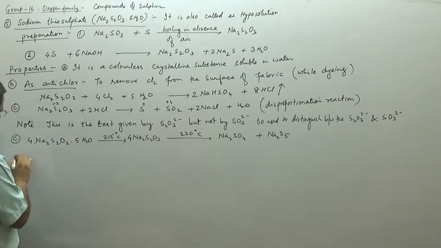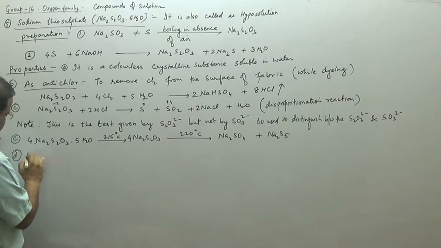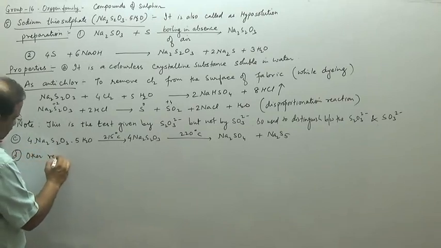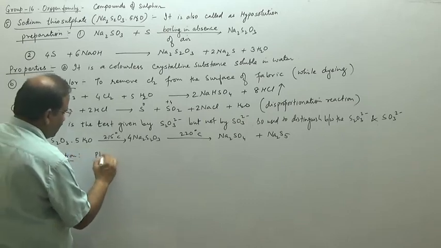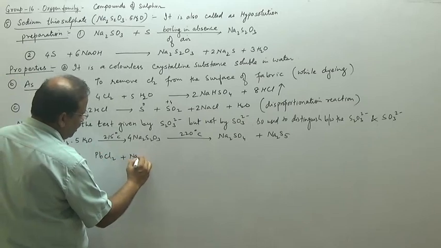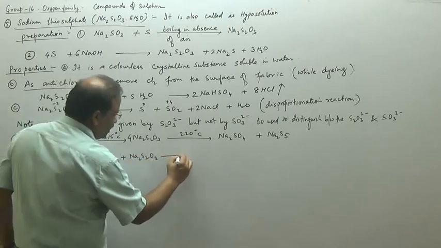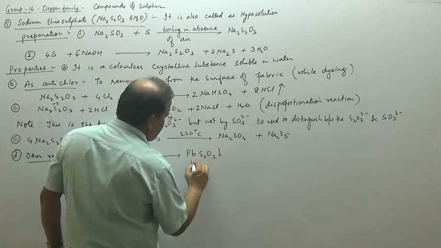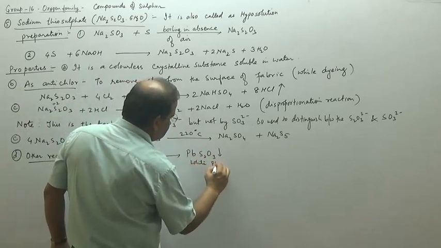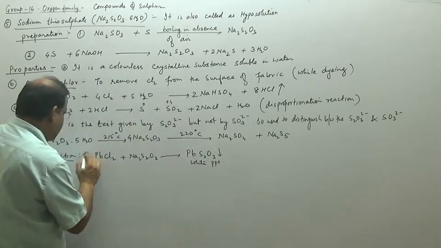Now we can say that, in the other reactions, when PbCl2 is treated with Na2S2O3, then in that case I'll get the white precipitate of PbS2O3. So I'll get the white precipitate of this. These are the other reactions I'm writing.